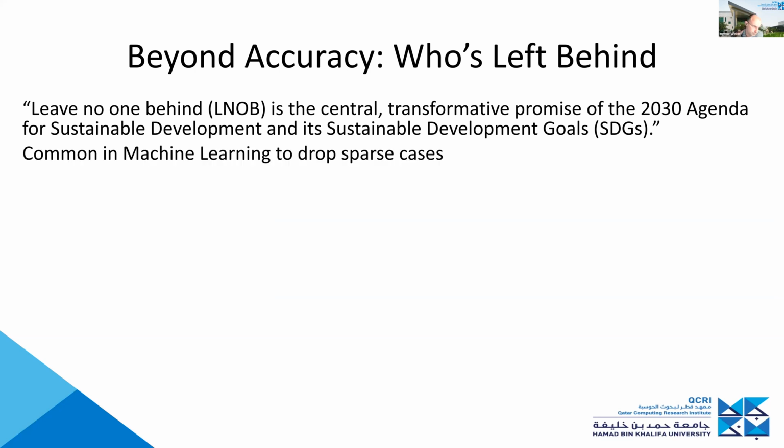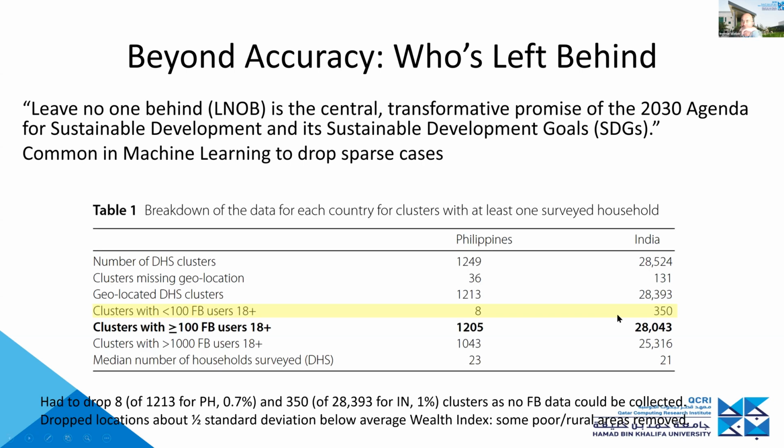There were some areas where we could not get any Facebook data. There was no signal of any Facebook users whatsoever, so we could not estimate how many people use iOS devices, because there wasn't any signal to begin with. Those cases were actually dropped for the analysis that I presented. In the case of the Philippines, this was just under 1%, and in India, this was 1% of locations.